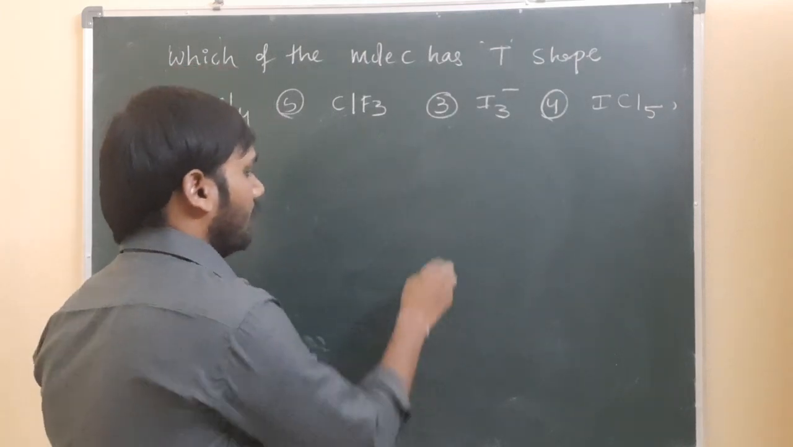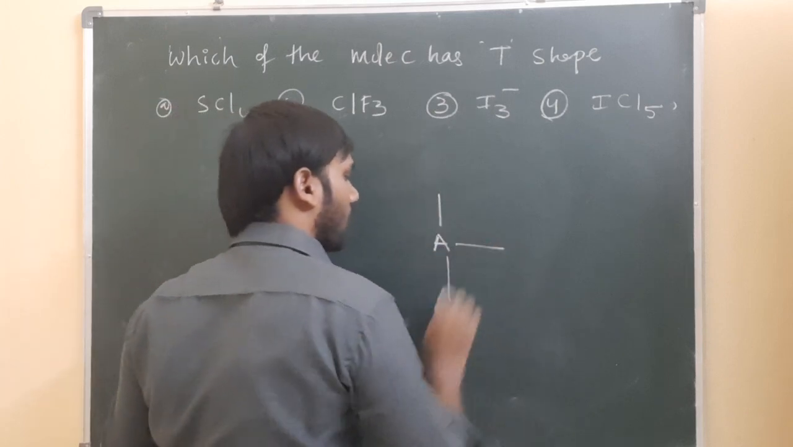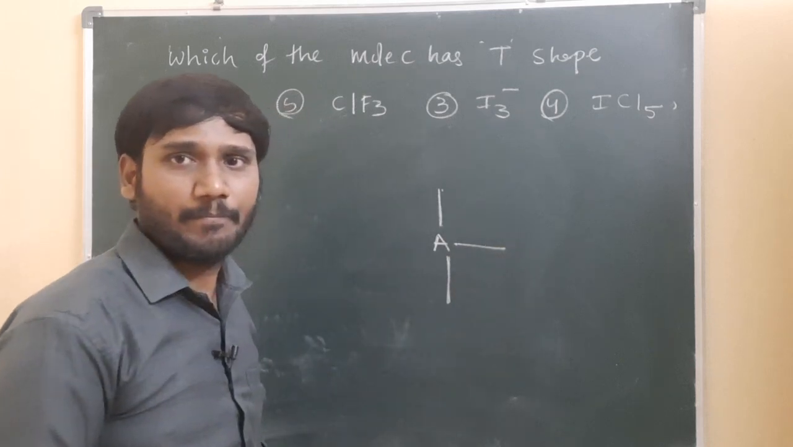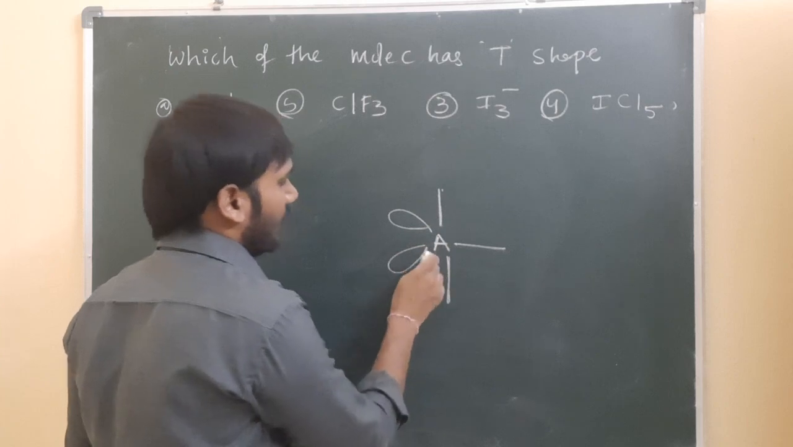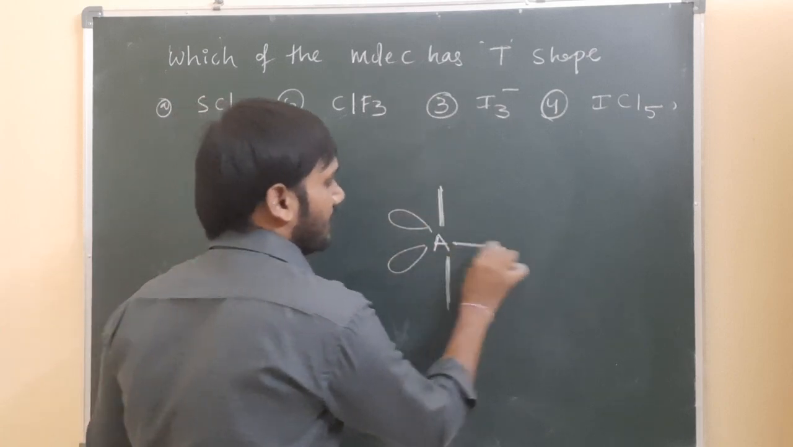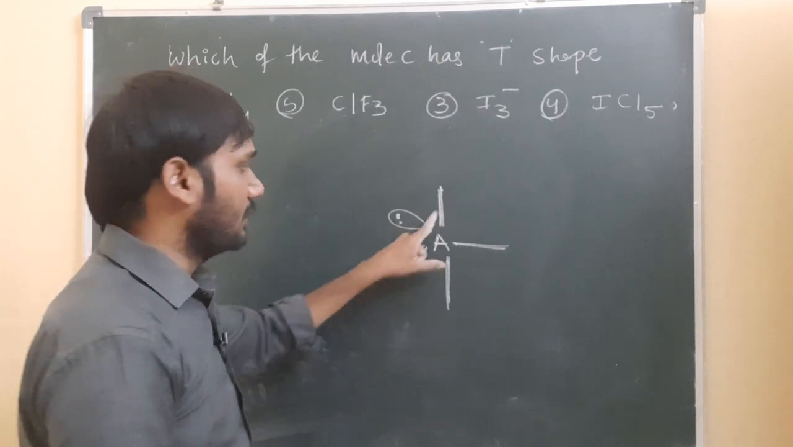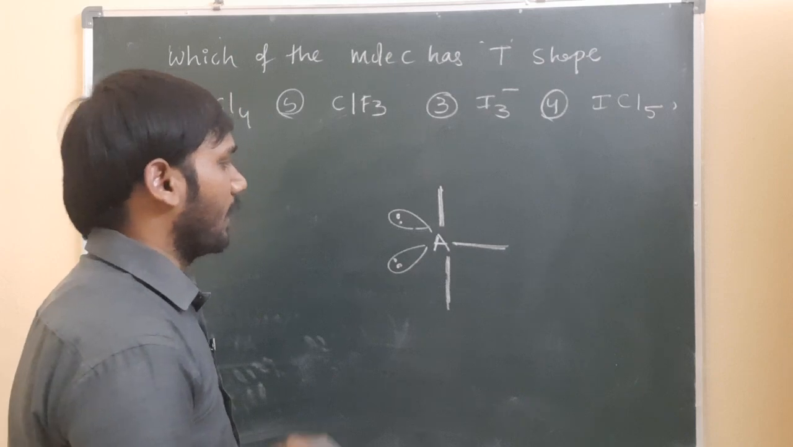T-shaped means one central atom with 2 bond pairs on one line and one bond pair on the other, like a T shape. How many lone pairs are present here? 2 lone pairs. This is a complete T-shape. How many bond pairs? 3 bond pairs and 2 lone pairs, and that is the T-shape.